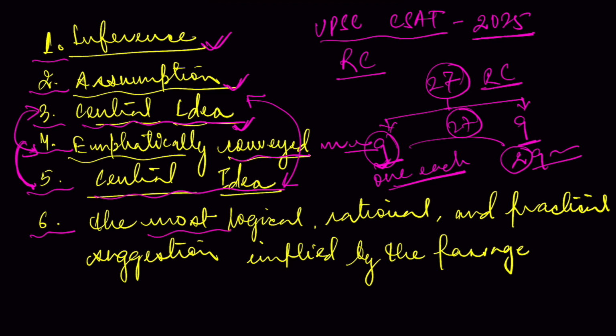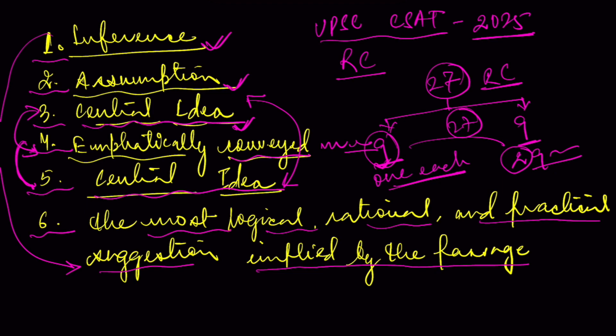Then the next comes the most logical, rational and practical suggestion implied by the passage. Again this is the form of inference only. So basically you have 3 types of questions: inference based, assumption based and central idea. See, the central idea is very easy to answer because it's there in the passage. You have to figure out what is there in the passage, and out of the 4 options figure out which one is the closest to the passage. So the option that covers everything about the passage is your central idea.